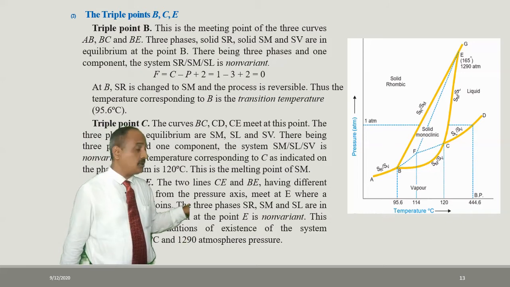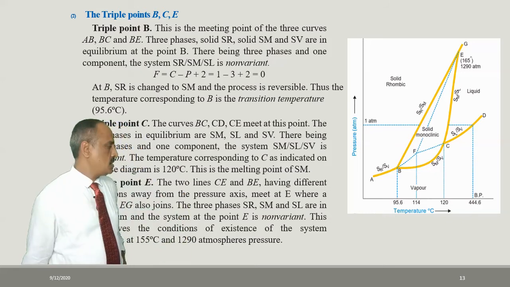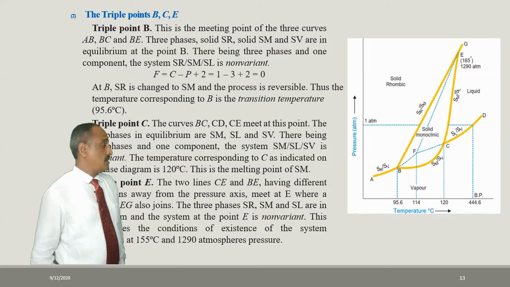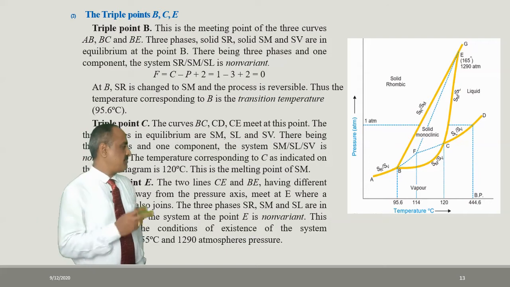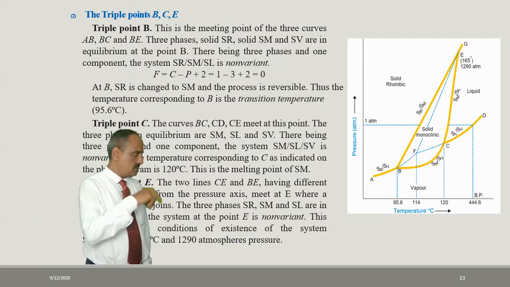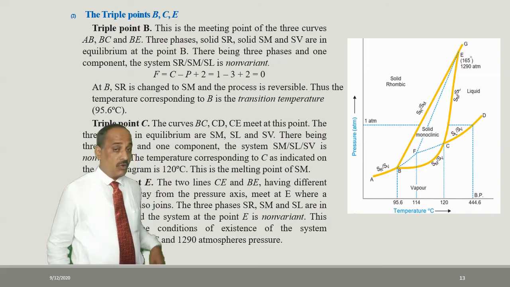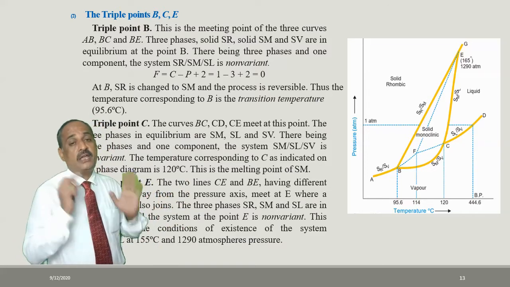Now we will consider the triple point. Just like the water system, we will consider here the triple point. In this system there are 3 triple points: the first one is B, another one is C, and at the upper side the point E. These are the 3 triple points where 3 different curves meet at that point.